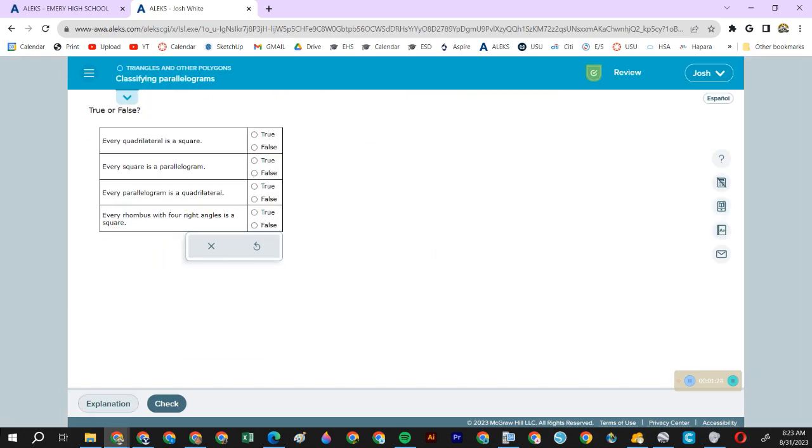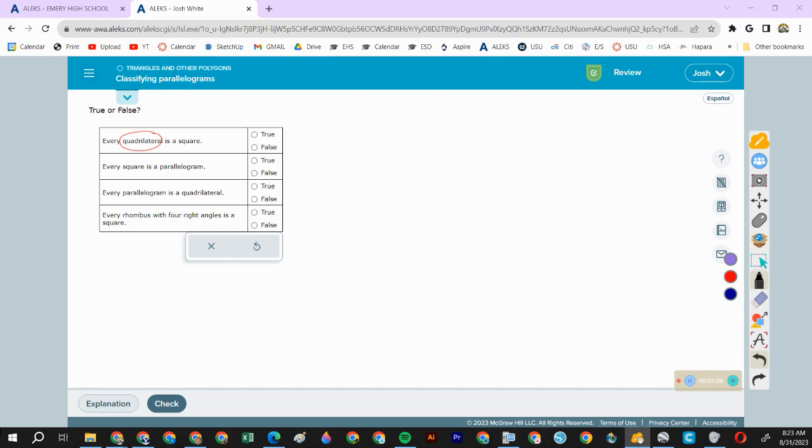All right. True or false? Every quadrilateral is a square. So we have to ask, what does it mean to be a quadrilateral? What does this shape have? 4 sides. That's it. So does every 4-sided object also fit the definition of a square? No. Can you draw a 4-sided object that's not a square? Yes, so this would be false.